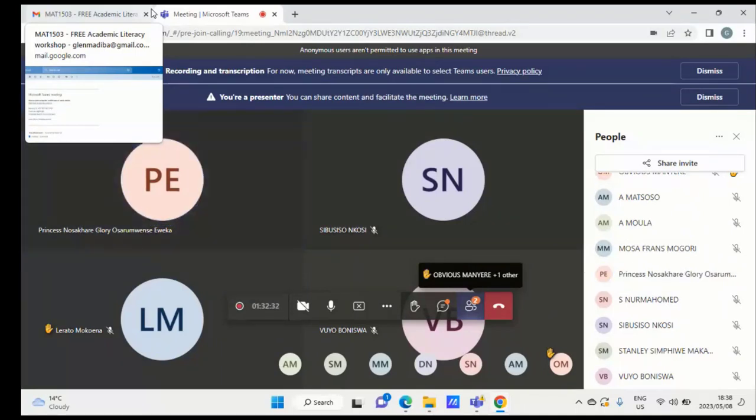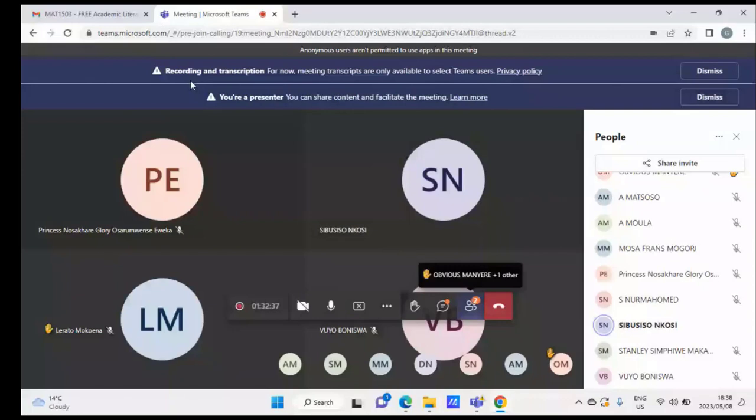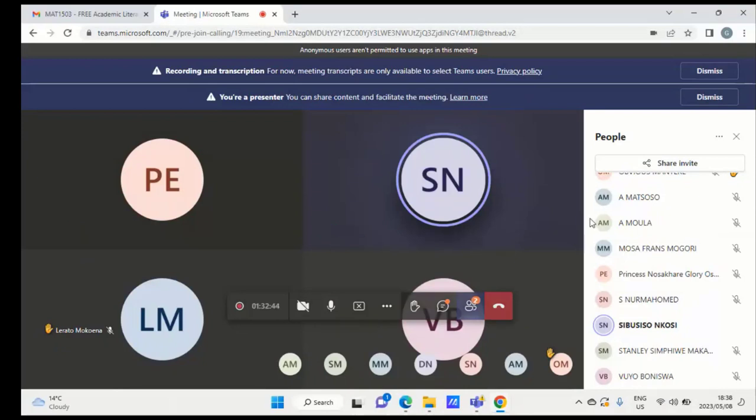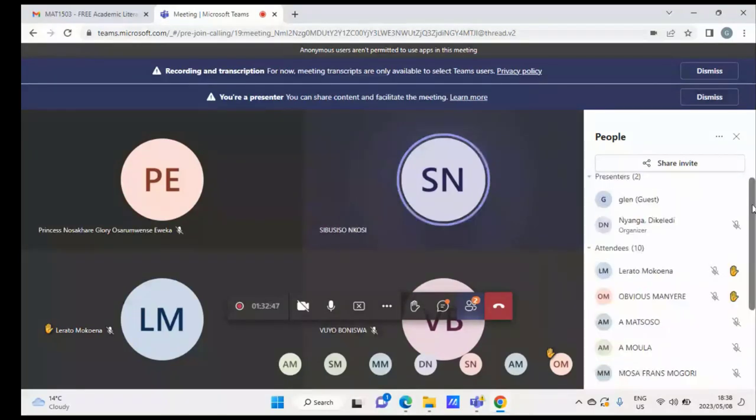Sibusiso, is that what you got? No, sir. That's the matrix before my last matrix. And I'm not saying you should get what she got. Get me clearly. That is not what I'm saying. I'm just trying to establish any similarities between what Princess got and what you got. Lerato and Obvious, I've noted your hands.